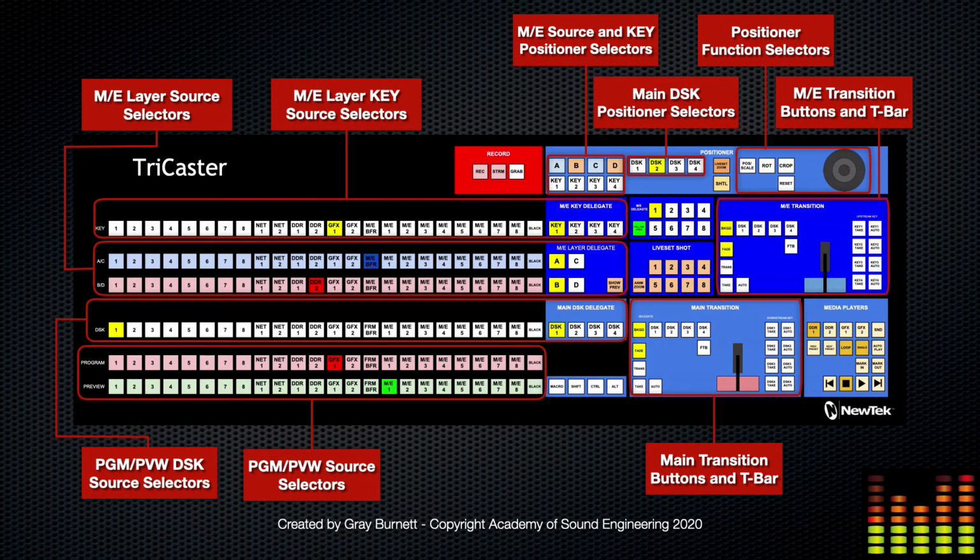Then the positioner function selectors. These allow you to scale, rotate, and crop any DSK or ME layer or ME key using the joystick. The digital players. These controls allow you to control the DDRs, GFX, and sound players. The record buttons enable you to start recording, streaming, or grab stills directly to any of your digital players.